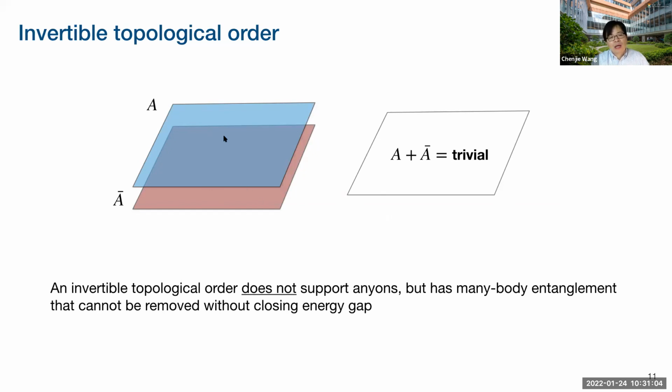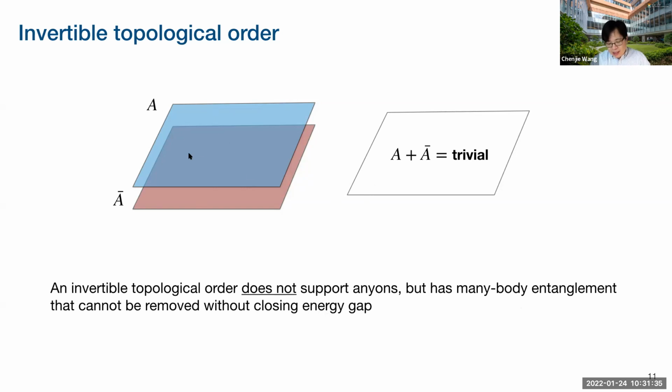So suppose you have an anyon in A, then when you stack them, you always have anyon A. So the anyons in the two-layer system cannot be trivial. So for any topological order with anyons, it's non-invertible. But there is something: many-body entanglement that cannot be removed by closing the energy gap. So it's still true even in invertible topological orders for a single one.